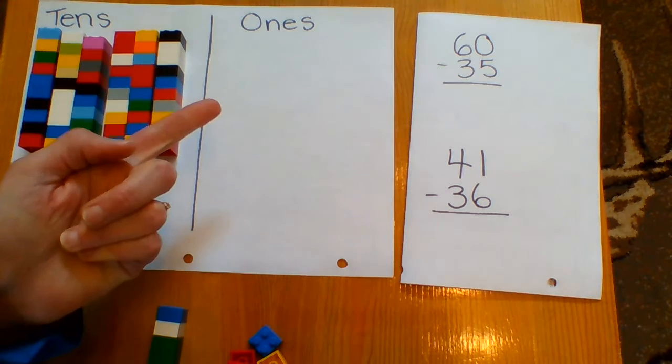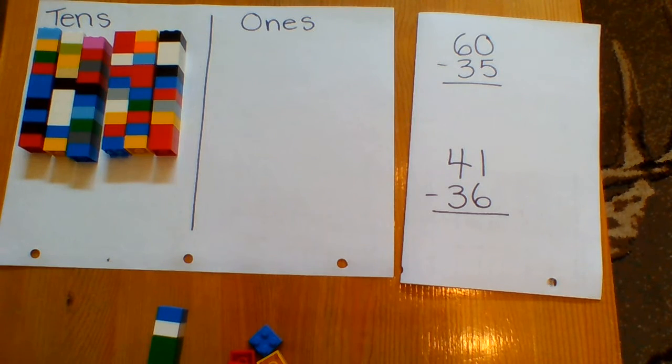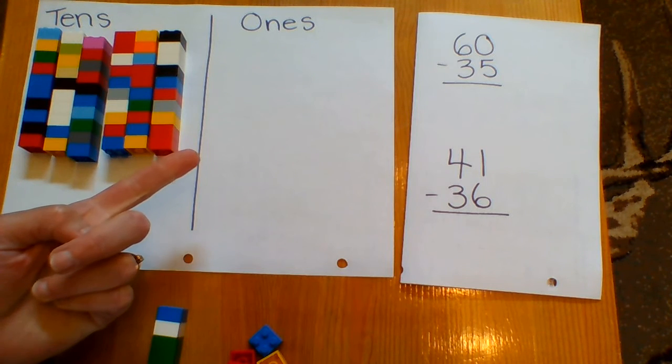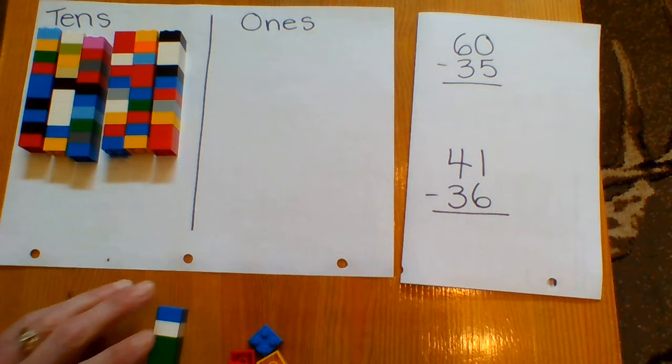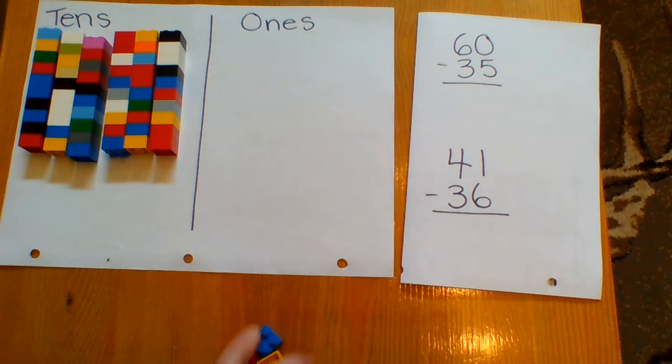All right, I think we have a problem. I'm not sure how I can take away 5 ones when I don't have any. So if you think back to yesterday, we had to make a trade. So we are going to do the same thing. We're going to make a trade. It's just the opposite direction because I need to get some ones.